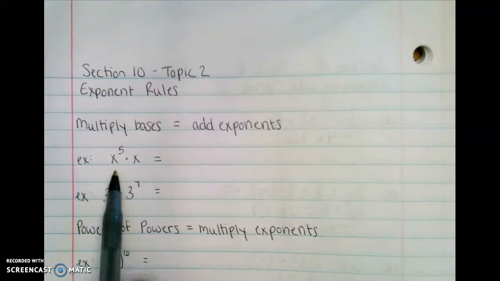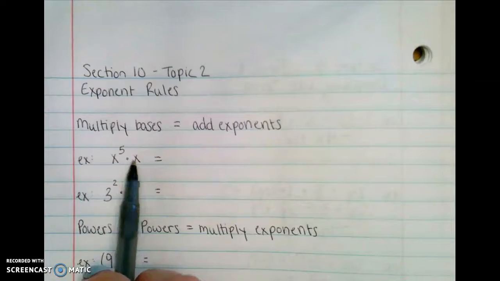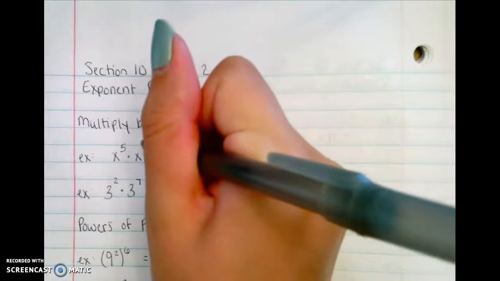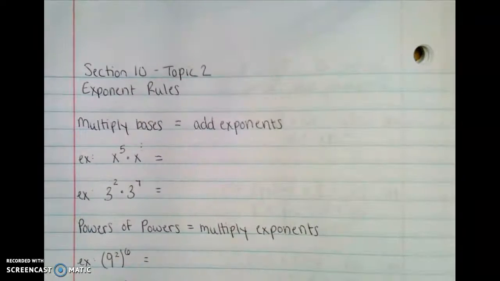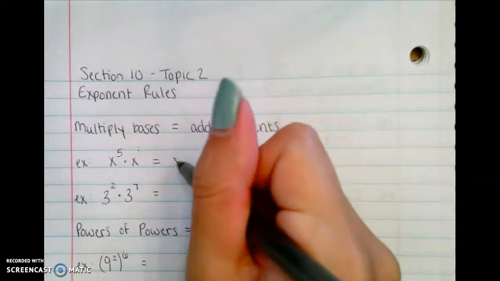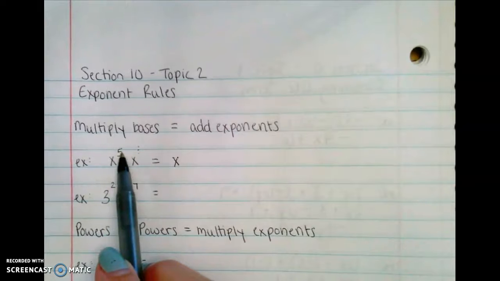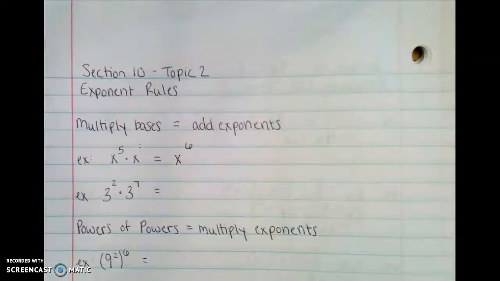So the first problem, I have x to the fifth times x to the, if there's not an exponent, remember there's an invisible 1. So x to the fifth times x to the first, the rule is to add the exponents. 5 plus 1 would give you x to the sixth.